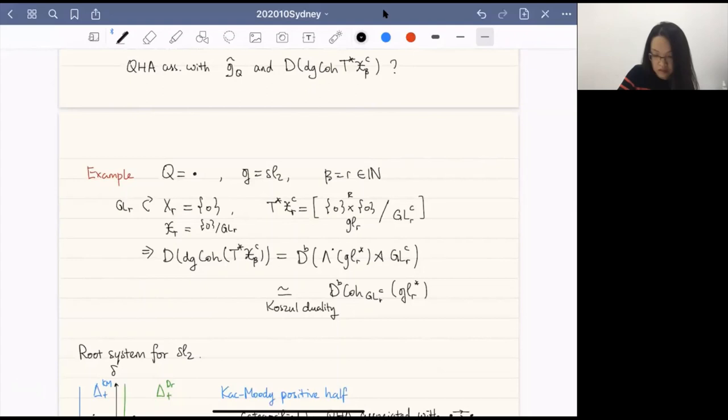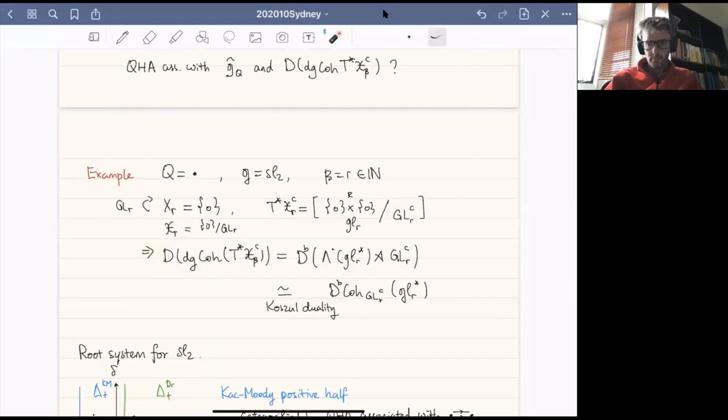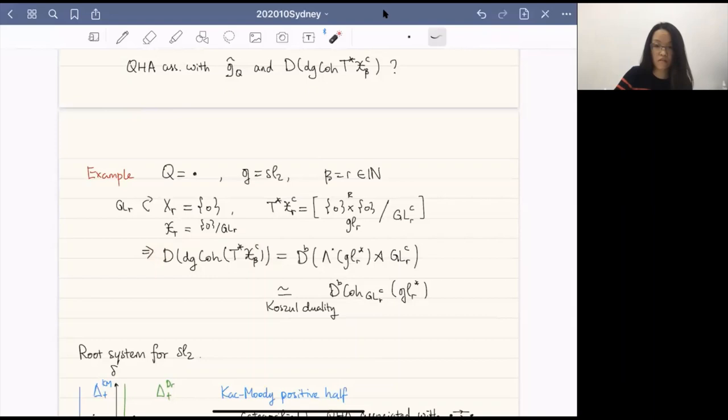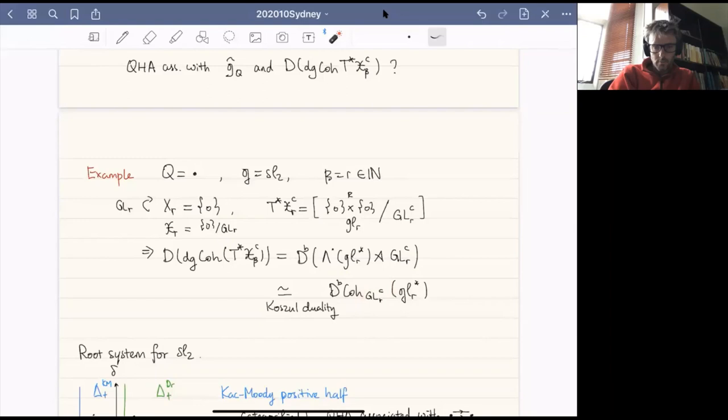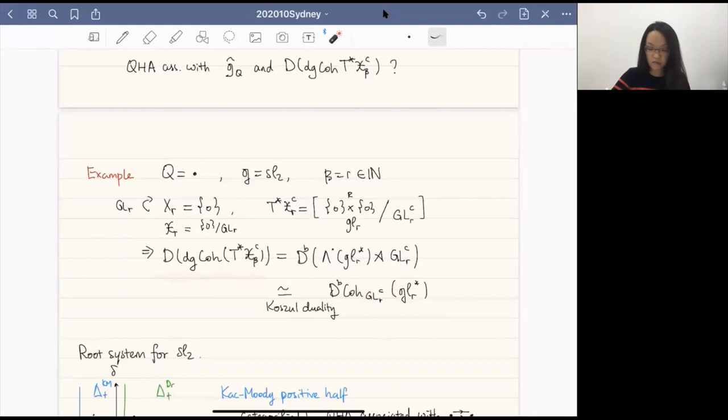And so in this situation, this category we used above is just the derived category of DG modules over the DG algebra, which is just the exterior algebra of GLR star, because you use the Koszul complex to resolve this structure sheaf at zero. Okay. And then you can apply Koszul duality to this, and this is the same as the derived category of coherent sheaves on the D algebra GLR star, which are equivariant with respect to this group action. So in the case of SL2, this category is really something nice and familiar.